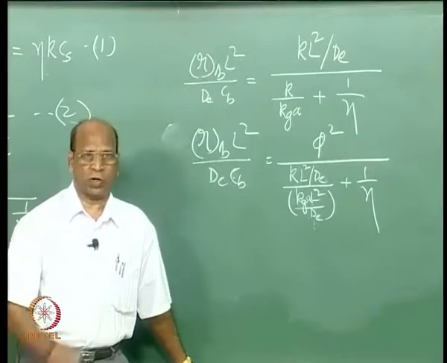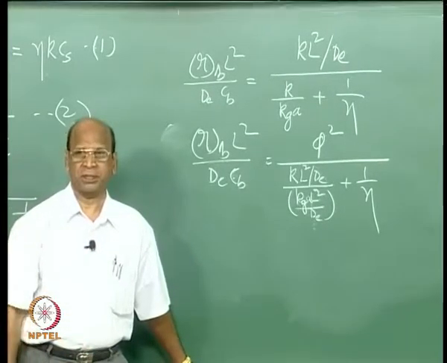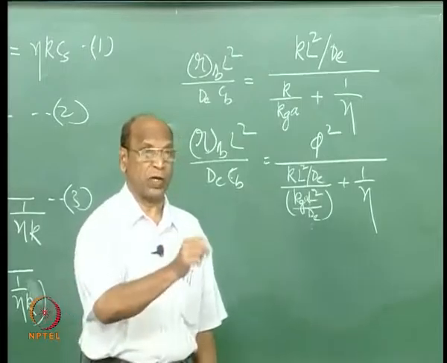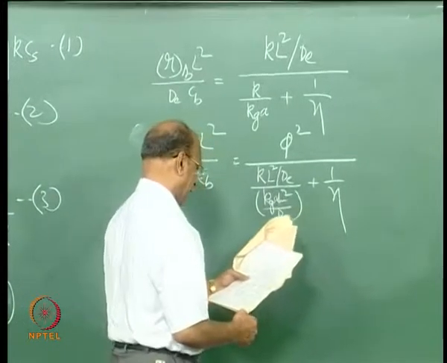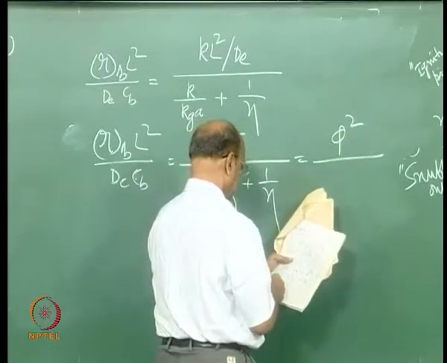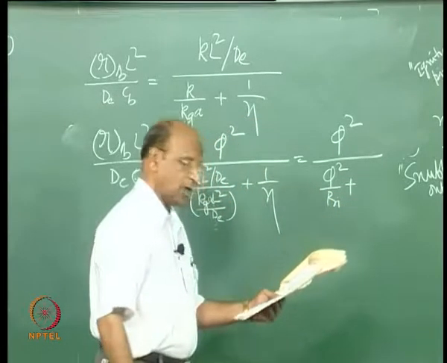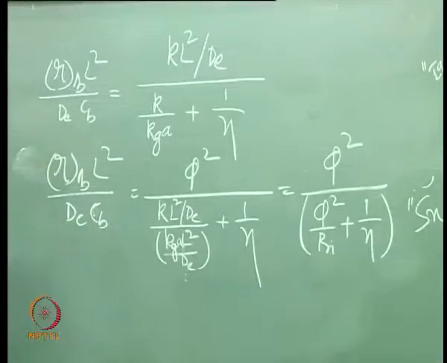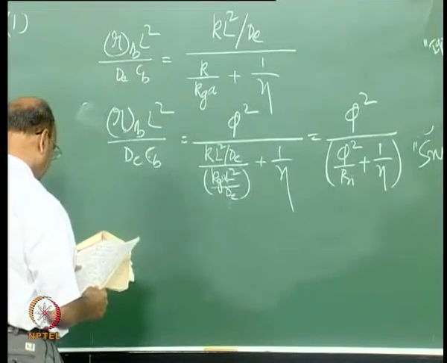Sherwood number will come only when you have a single phase. Okay. Yeah, this is the Biot number. Biot number will come when you have more than one phase. Okay? Good. So that is why we can write this again, phi square by phi square by Biot number plus 1 by eta. Okay, good. Now, eta, let us say for a slab, what is eta for a slab? Tan phi by phi. Okay, you can substitute that and then try to simplify that. What do you get?